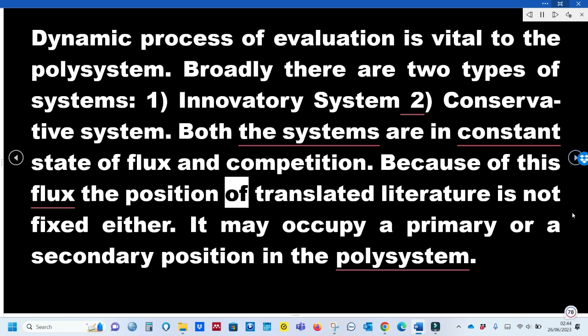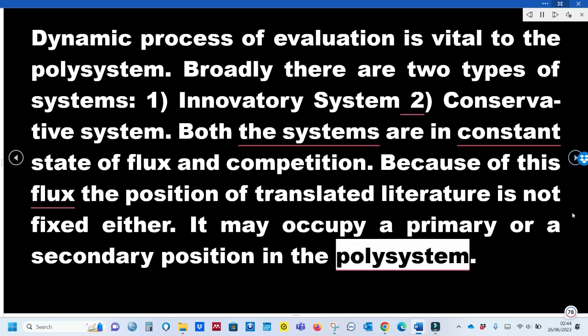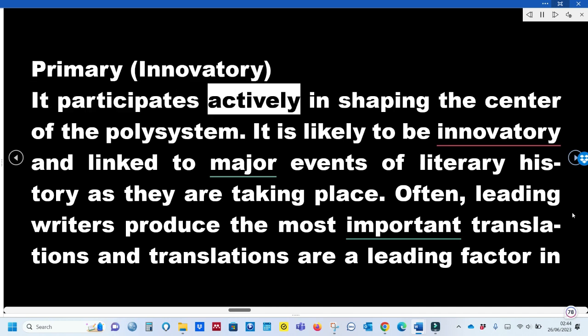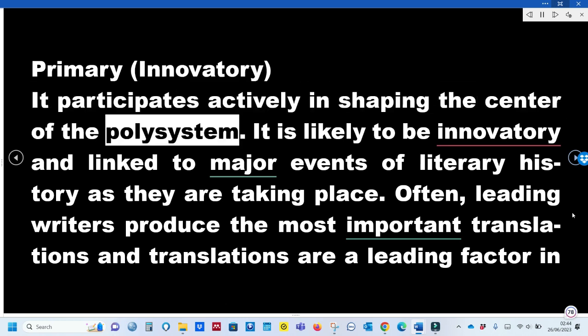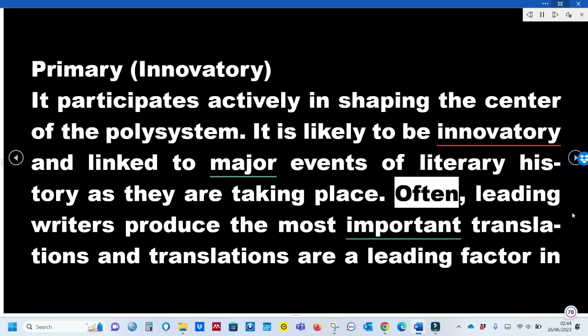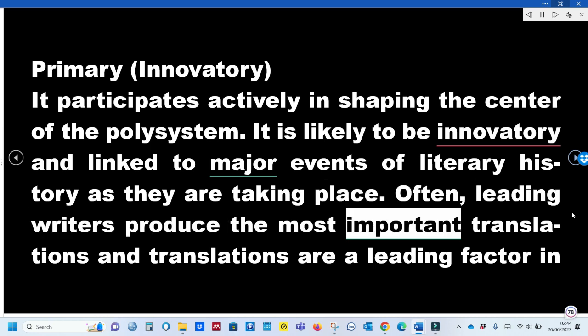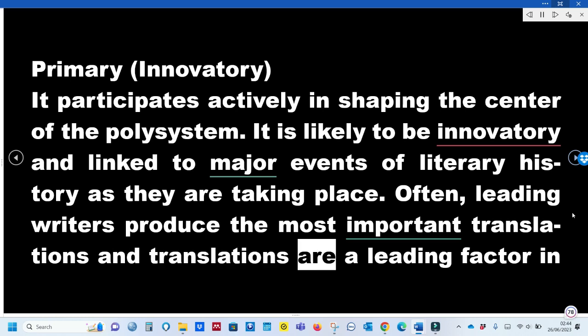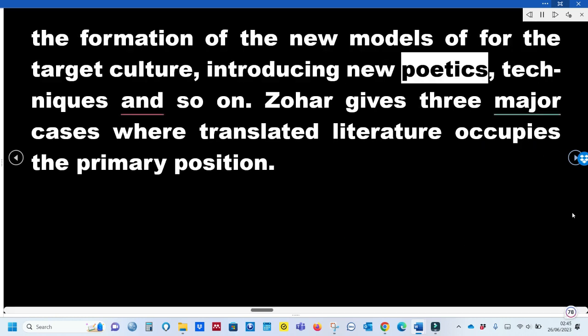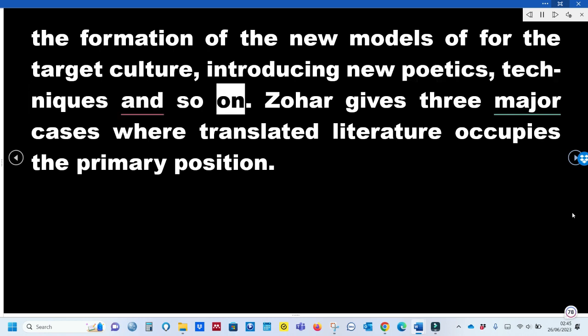Because of this flux, the position of translated literature is not fixed either. It may occupy a primary or a secondary position in the polysystem. Primary, innovatory: it participates actively in shaping the center of the polysystem. It is likely to be innovatory and linked to major events of literary history as they are taking place. Often, leading writers produce the most important translations, and translations are a leading factor in the formation of new models for the target culture, introducing new poetics, techniques, and so on.